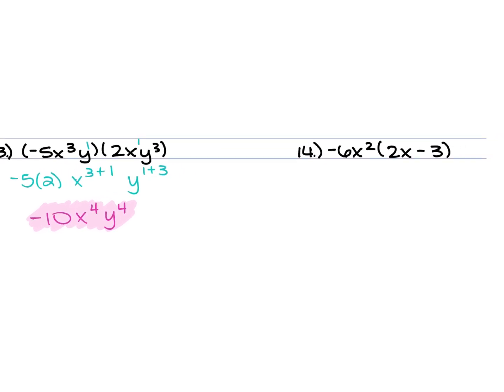For 14, we have negative 6x squared times 2x minus 3. So since we do have a monomial times a binomial here, we are going to distribute that negative 6x squared into that binomial and multiply it by both the 2x and the negative 3. So negative 6x squared times 2x gives us negative 12x to the second power plus the first power. Then the negative 6 times negative 3 is a positive 18x, and that x squared gets dropped down. So it's just negative 12x to the third power plus 18x squared.